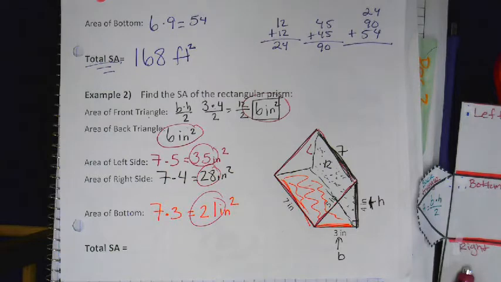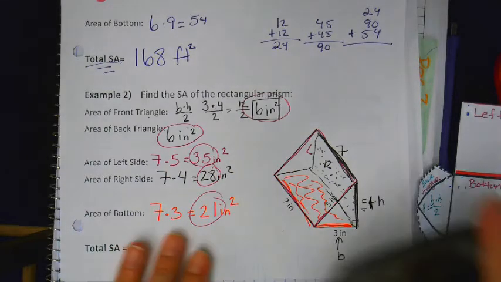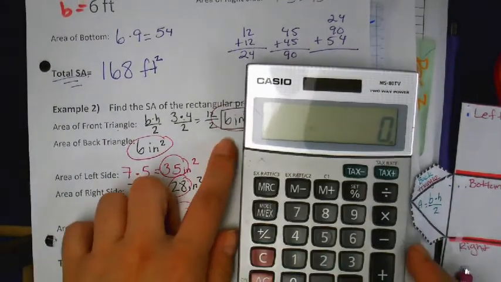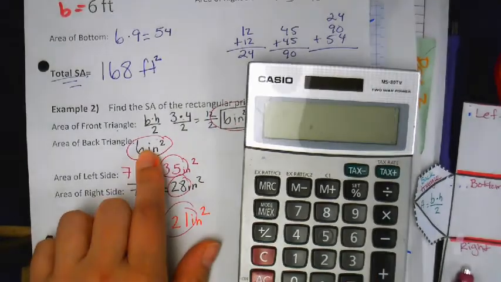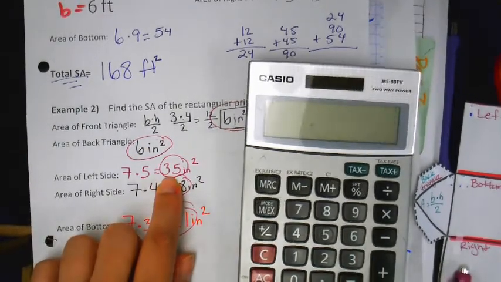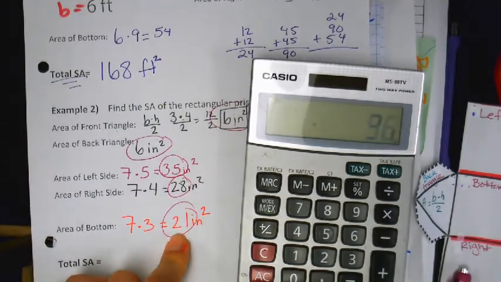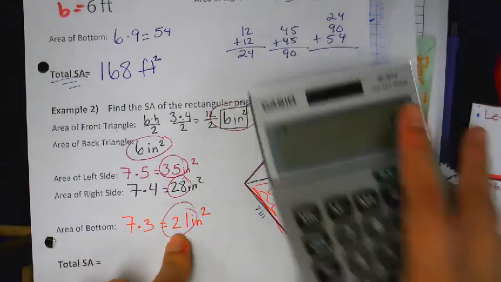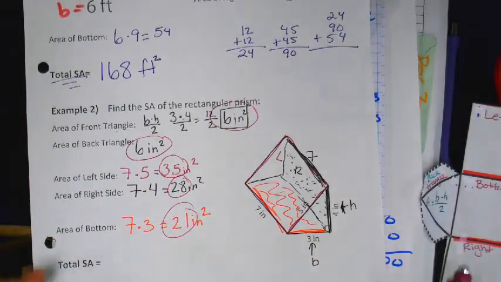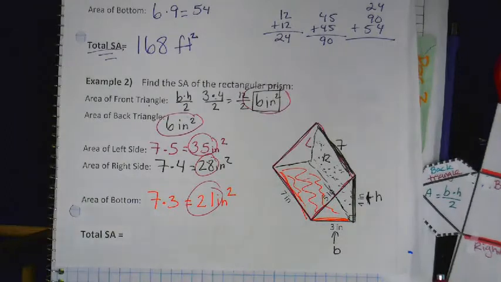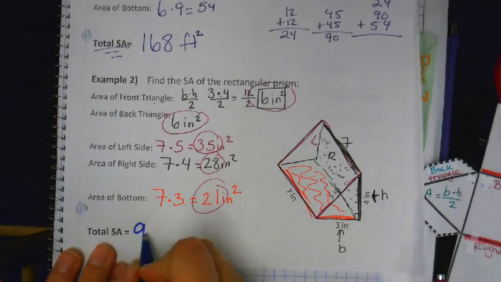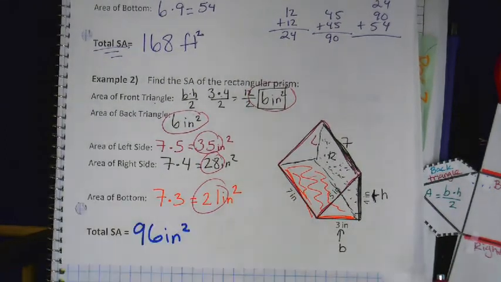96? We got 105? Let's see. 6 plus 6 is... 35, 28, 21. 96. Add them again. 96, right? So surface area is 96 inches squared.